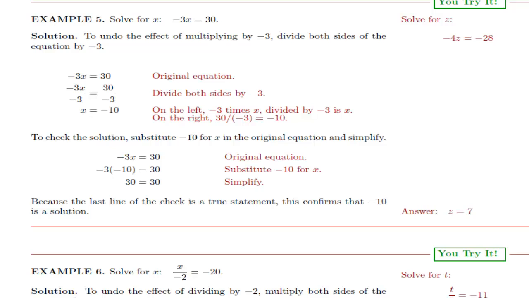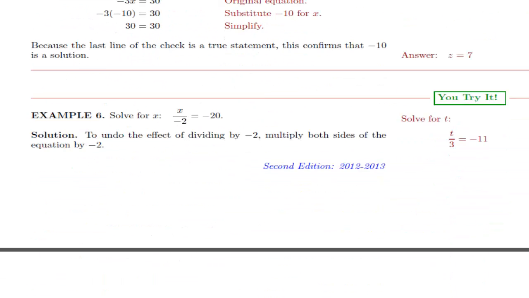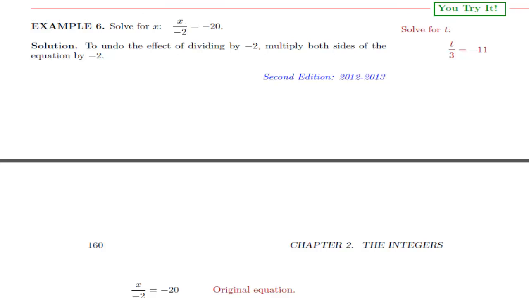To check the solution, substitute negative 10 for x in the original equation and simplify. So letting x equal negative 10, we get negative 3 times negative 10 equals 30. Since the resulting equation is a true statement, it confirms that negative 10 is indeed a solution of the original equation. Example 6. Solve for x in the equation x divided by negative 2 equals negative 20.